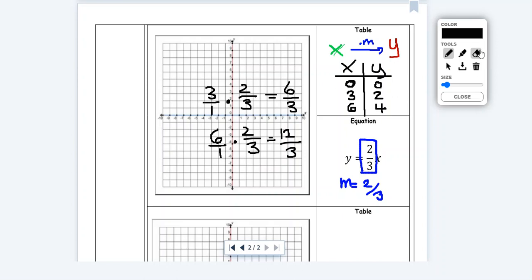Pro tip though, an easier way of doing this is just to put it in Desmos. Use your calculator to multiply. I just wanted to show you how it worked.